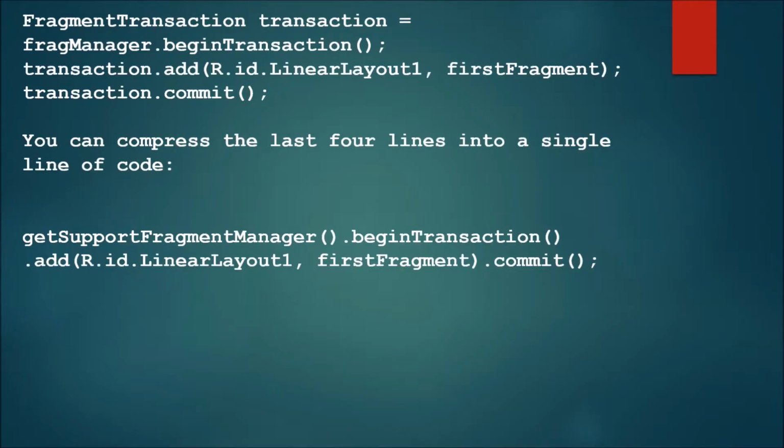Now you can compress the last 4 lines into a single line of code, and I'll just leave that there for a second. It's getSupportFragmentManager, period, beginTransaction, period, add, and then your arguments, and then commit. So that basically combines the last 4 lines of what we were talking about together. You will probably see both.